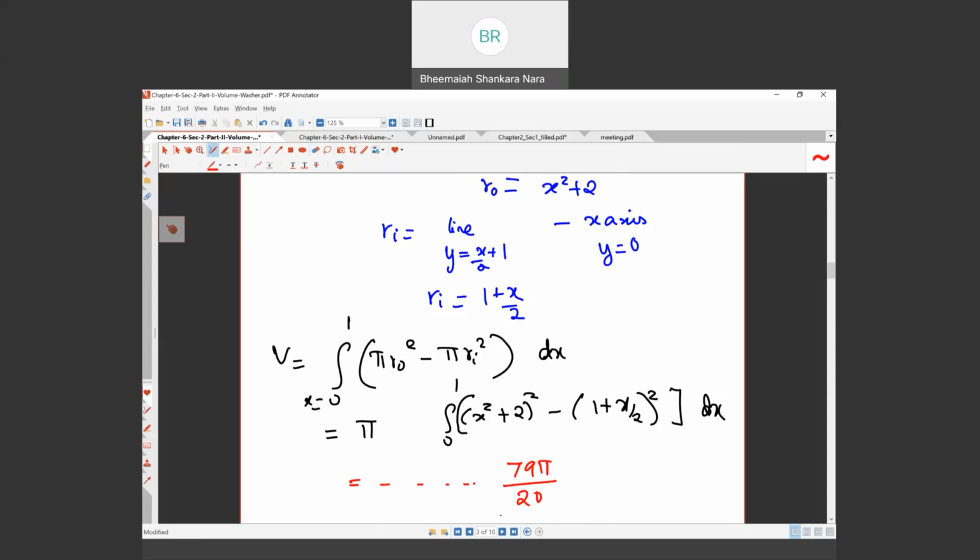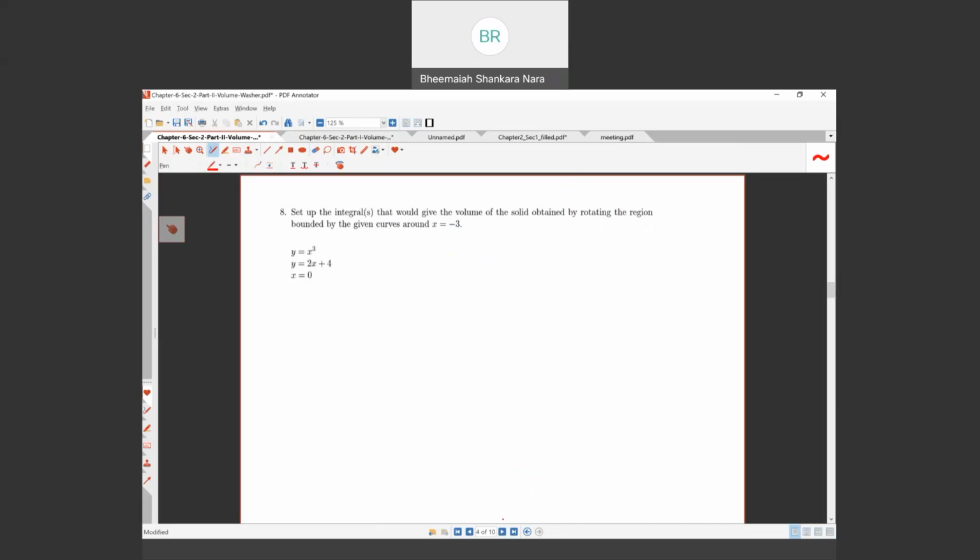We have one more example in the same section. The question says set up the integral that would give the volume of the solid obtained by rotating the region bounded by the given curves around x equal to -3. So let's change this. Let's make this y equal to 3. And let's change these lines. Let's make this y equal to x squared plus 2 curve, 2y minus x equals 2, x equals 0, and x equals 1.